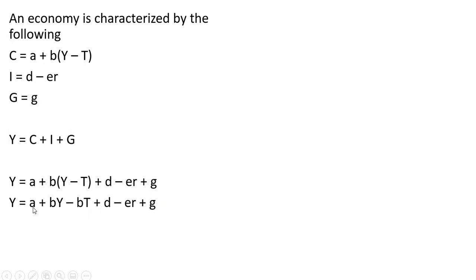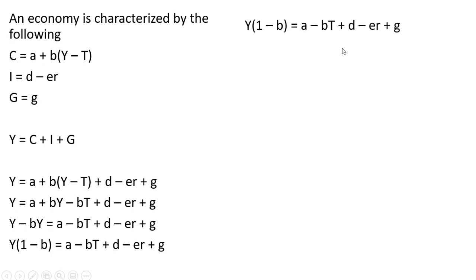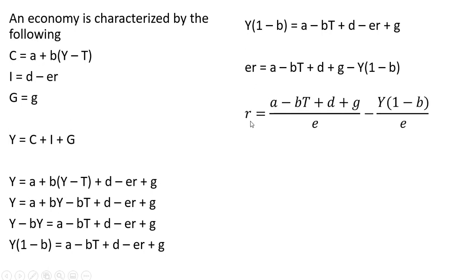And we're going to simplify the right-hand side. Going to collect the y terms on the left-hand side. And now we're going to move some things around. We're going to move the real interest rate over to the left-hand side, and this y multiplied by 1 minus b over to the right-hand side. And now dividing through by e, we have the following, and this describes the IS curve.